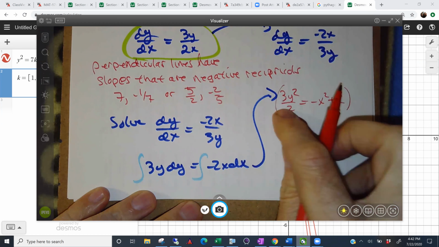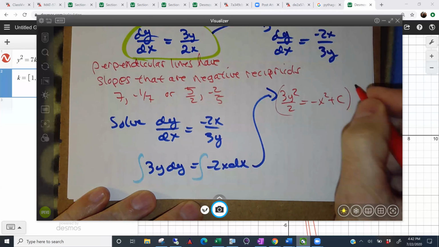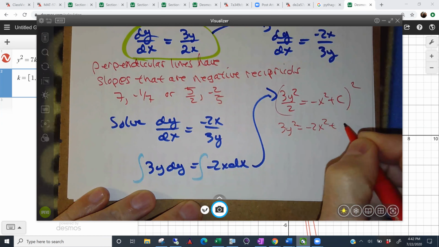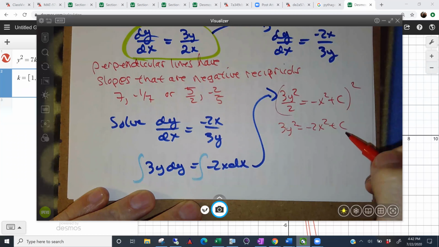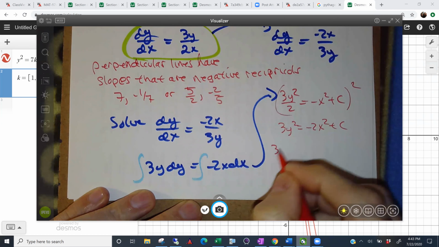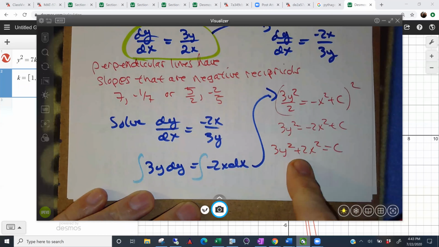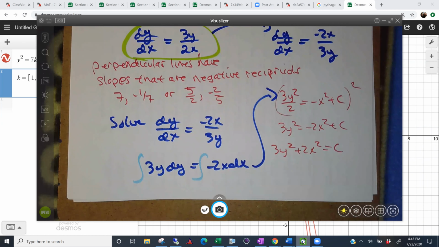If I wanted to get rid of this constant here underneath, multiply both sides by 2, I get 3y squared equals negative 2x squared plus a constant. Yes, a constant times a constant is still a constant. If I move this over to the left-hand side, then I get something which looks like an ellipse. And that should be a set of orthogonal trajectories to our initial curve. Whew.